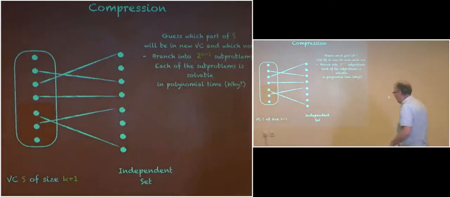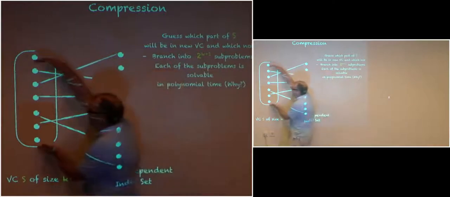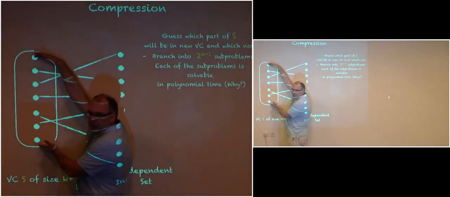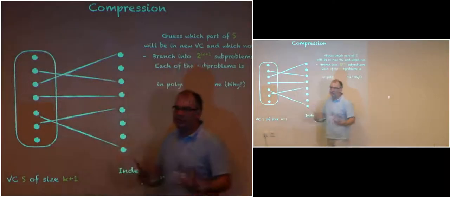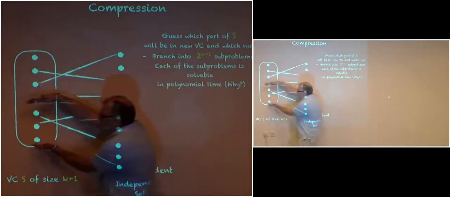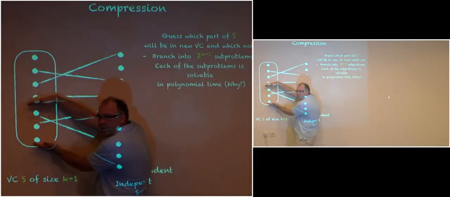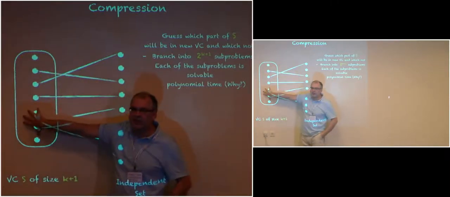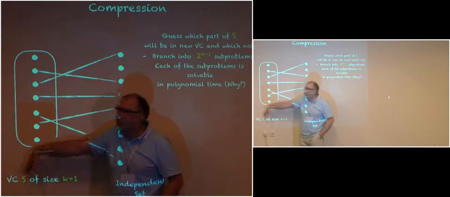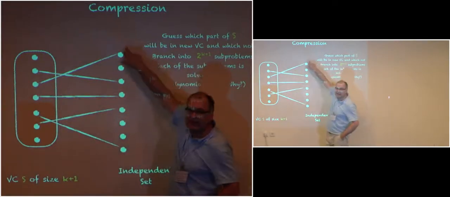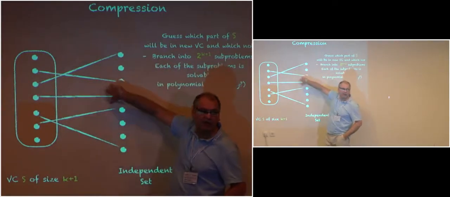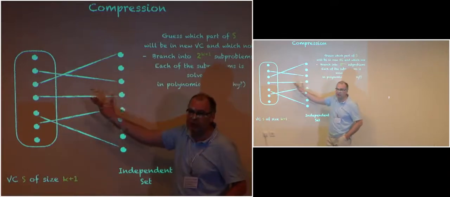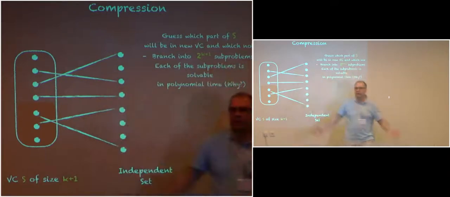Okay, so once again, I give you a set of size k plus 1, and I tell you this is a vertex cover. Now, can you give me a vertex cover of size k? What you do, you guess which part of this set S will go to your new vertex cover, and which won't. The set which goes to the vertex cover, you delete, and then you take all other non-isolated vertices to the right, and you say that this is your vertex cover. If the size of this is at most k, fiesta. If not, you say no, you're also happy.